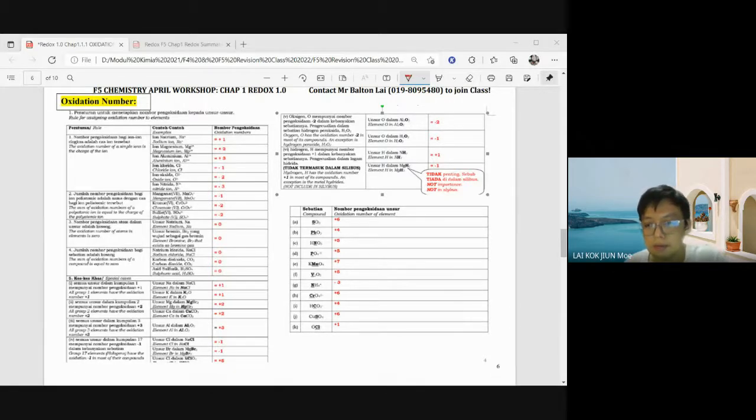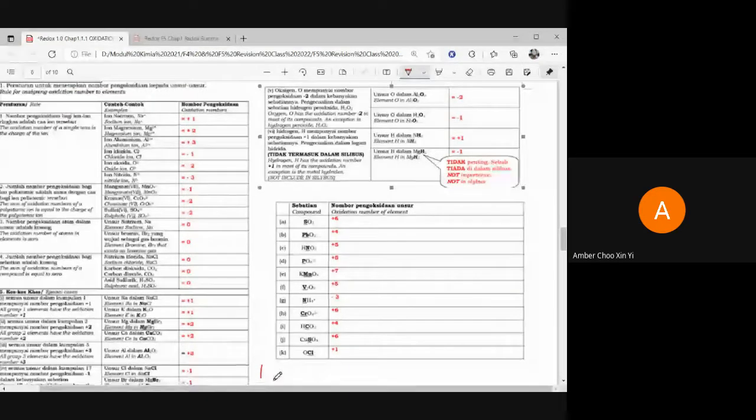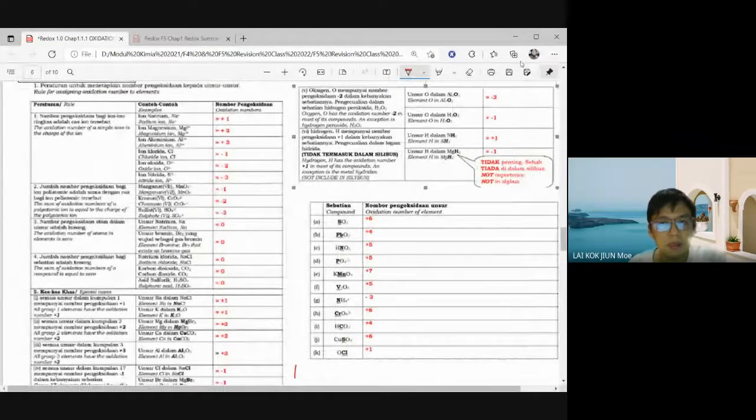Amber, are you here? Ayana, are you ready? Ayana? Okay, Amber first. Okay, Amber, all these charges, your teacher asked you to memorize, right? Yeah. Right? So actually too many already. Amber, can you memorize all, everything, or half only?